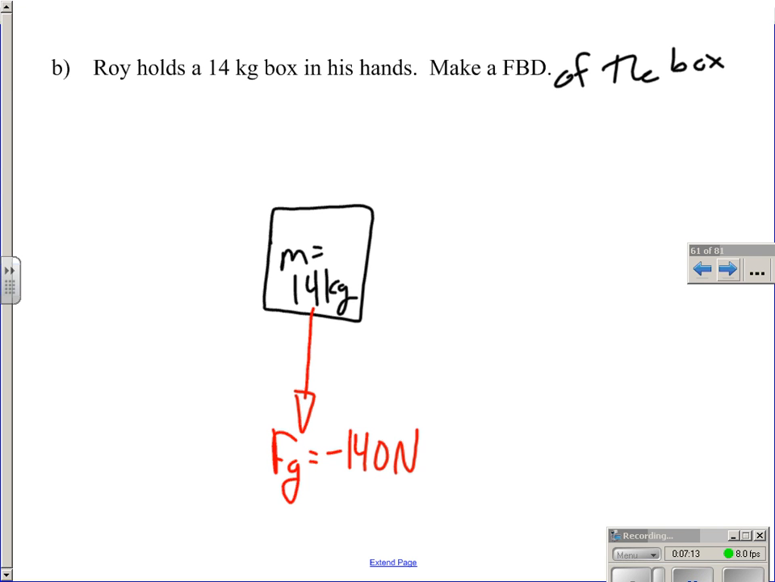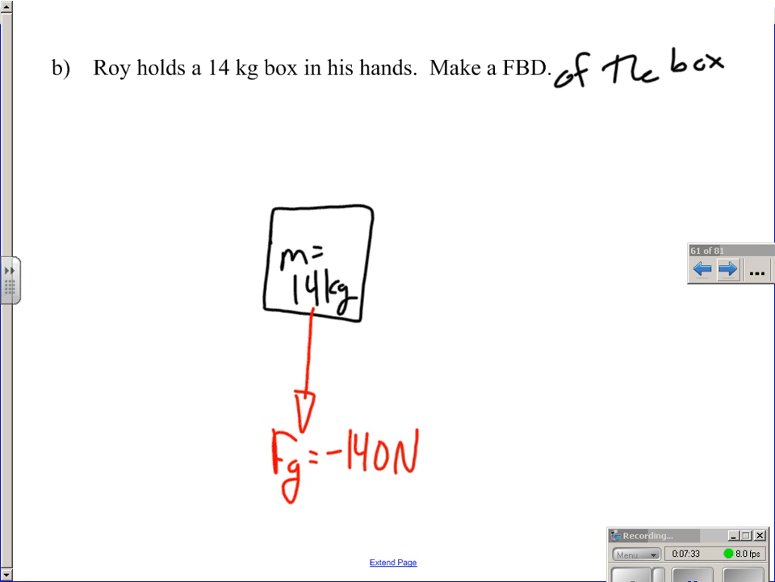Step 2 is identify any given forces. It doesn't give us any numbers here. It sort of alludes to the fact that Roy is going to be pushing it, right? Because he's holding the box. He's going to be pushing it. But it doesn't give us any numbers, so I'm not going to draw that yet. All right, so for step 2, there's really nothing to do in this one because there aren't any given forces.